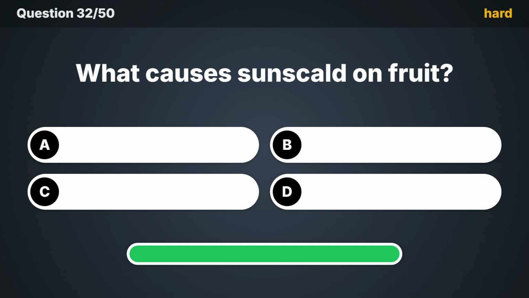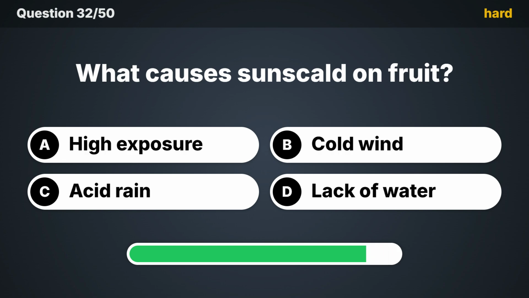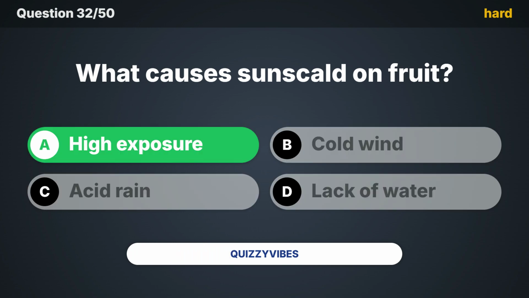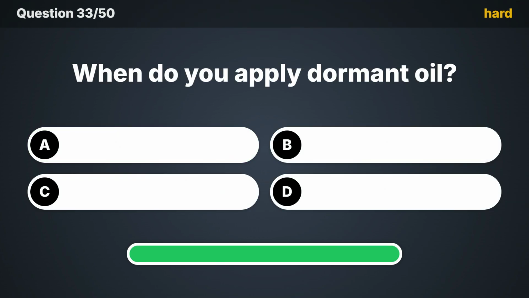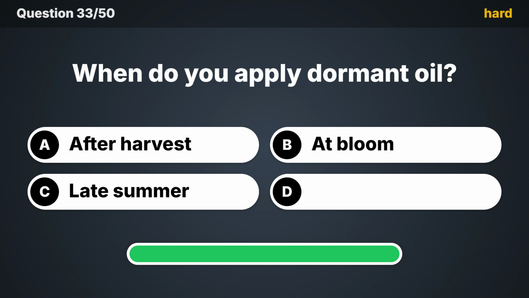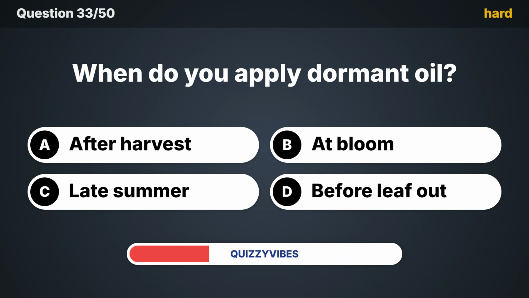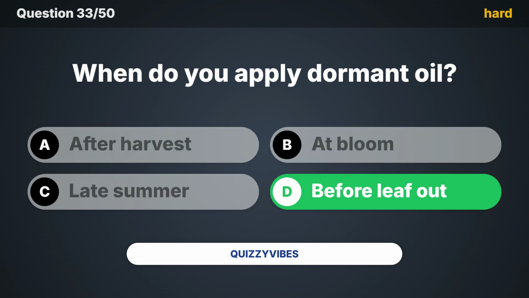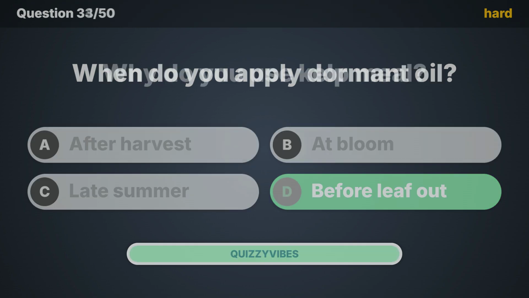What causes sun scald on fruit? Time's up! It's high exposure! When do you apply dormant oil? Answer, before leaf out. Why do you use kelp meal?